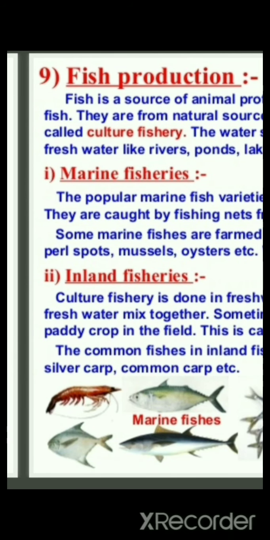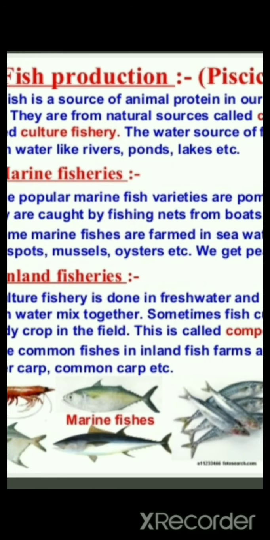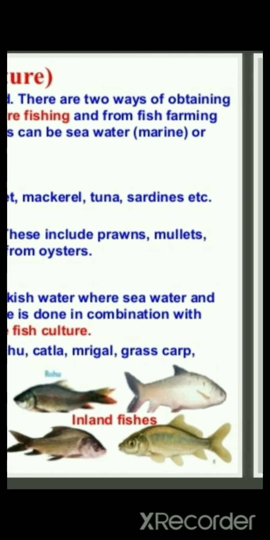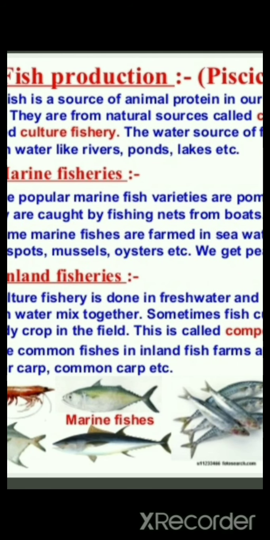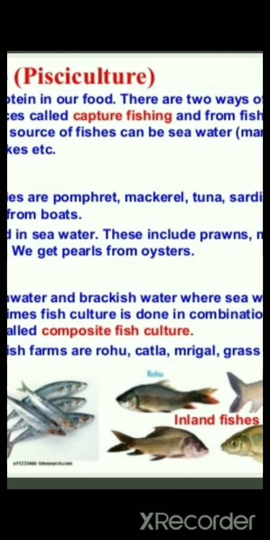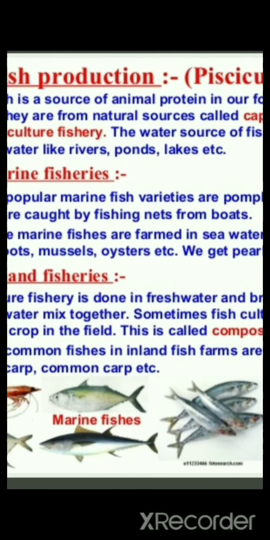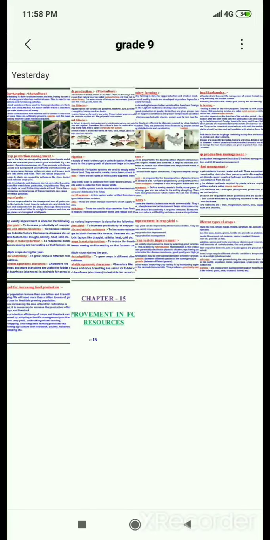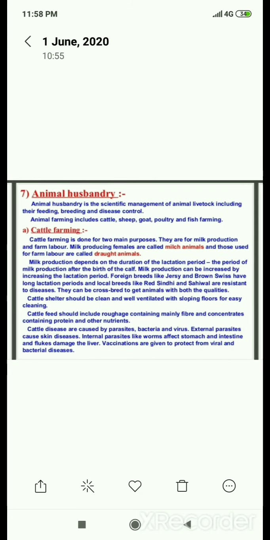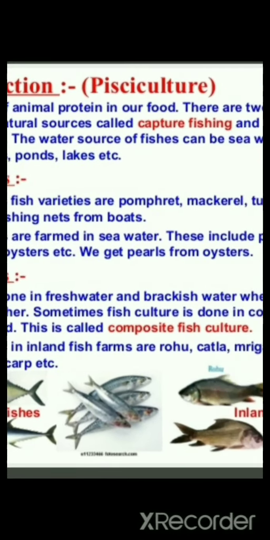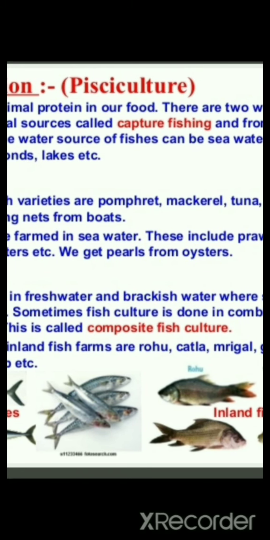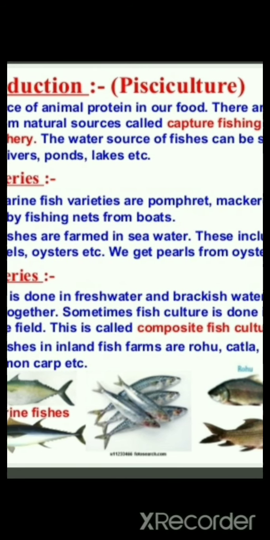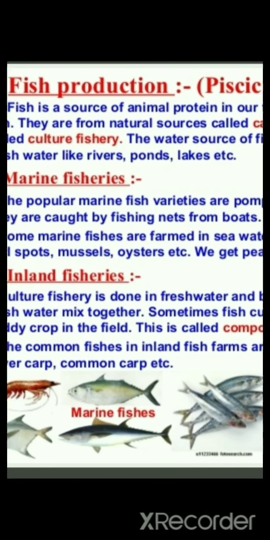Inland fisheries. Culture fishery is done in freshwater and brackish water, where seawater and freshwater are mixed together. Sometimes fish culture is done in combination with a paddy field. This is called composite fish culture, when there is a combination of paddy cultivation and fish culture.